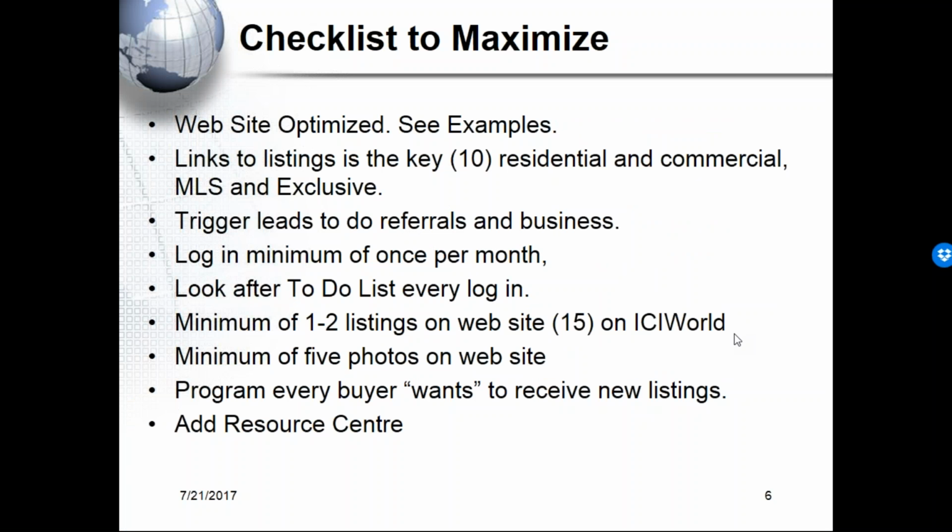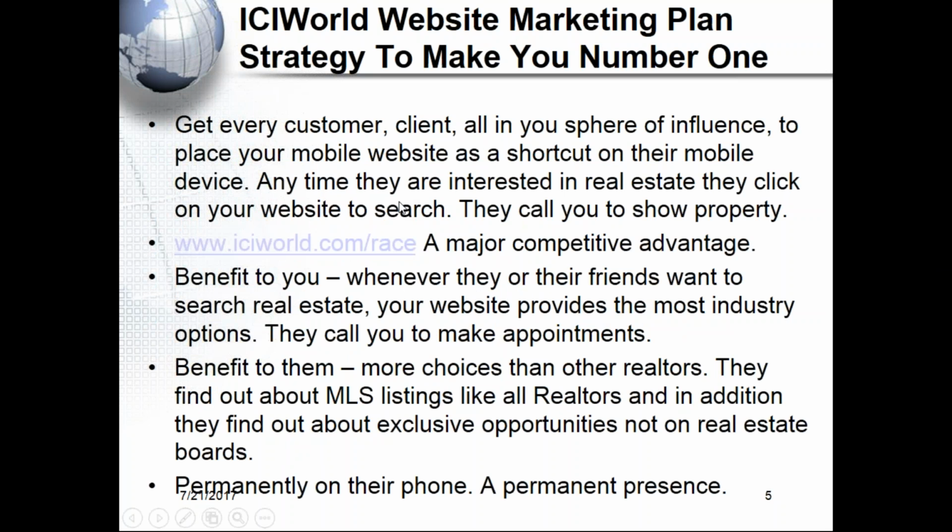So we've just given you a link to a form called an internet links worksheet that you can mark down various things. And let me just go back one page here. You should mark this down. You can hardly see it on the screen. It's called iciworld.com/race. This is for the race to get your mobile website onto the phones of everybody you know before the other brokers do. That way you have a competitive advantage over them.